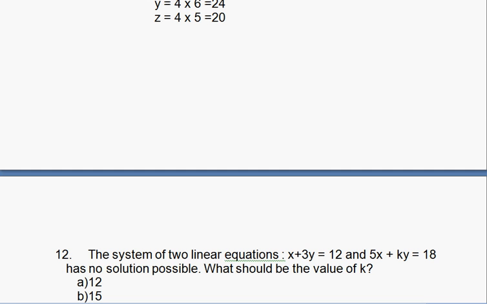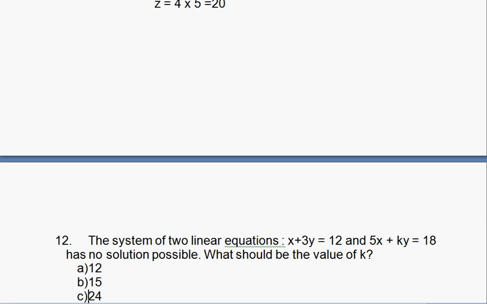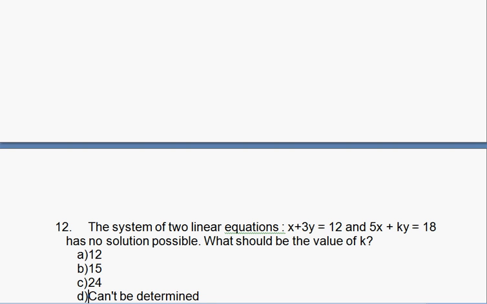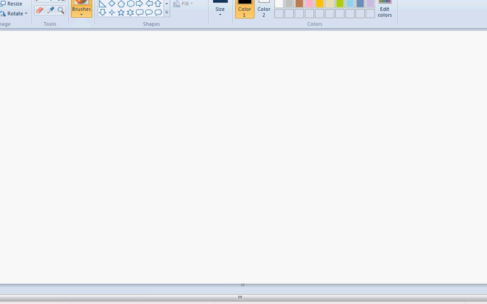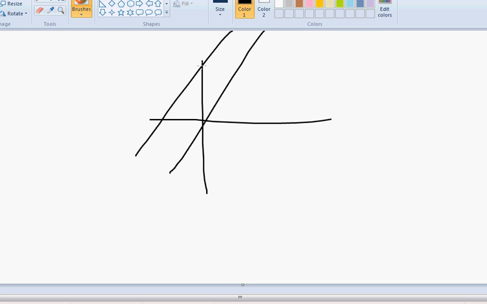Now let's go to question 12. System of two linear equations x + 3y = 12, 5x + ky = 18 has no solution. No solution means what? The lines are to be parallel, right? So if there are two lines on our axes, they are to be parallel, which means what?